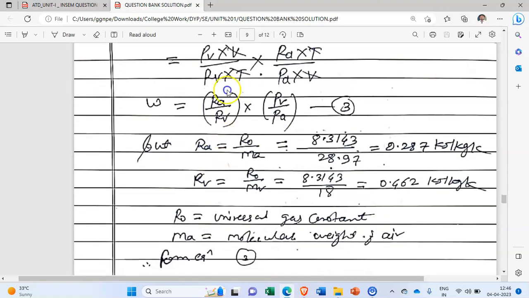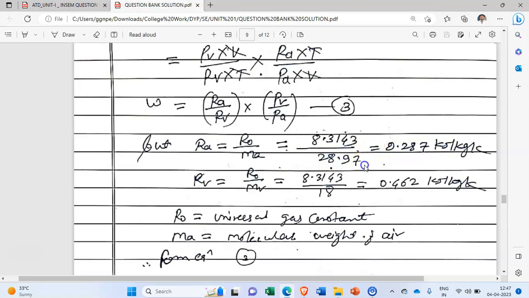But we know that this RA, that is the gas constant, can be written as R0 upon Ma, that is the molecular weight of the air. What is the value of R0? That is the standard value 8.3143, upon 28.97, the molecular weight of the air. Different gases are available in the air, so we have to consider the molecular weight of the air as 28.97, and that is equal to 0.287 kilojoule per kg Kelvin.